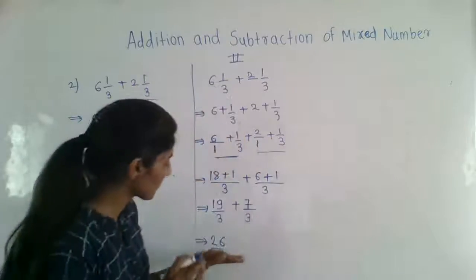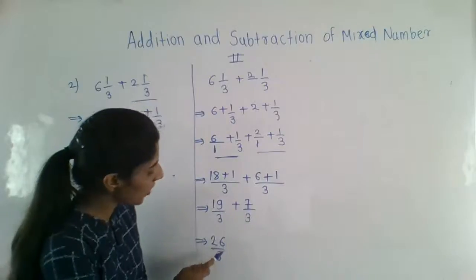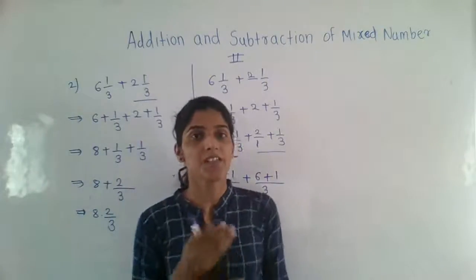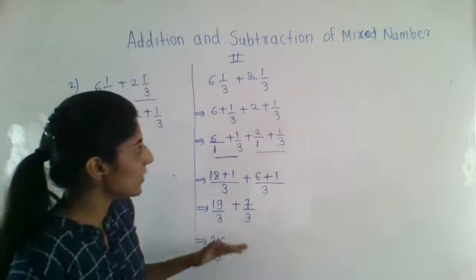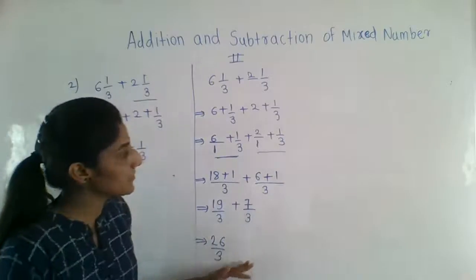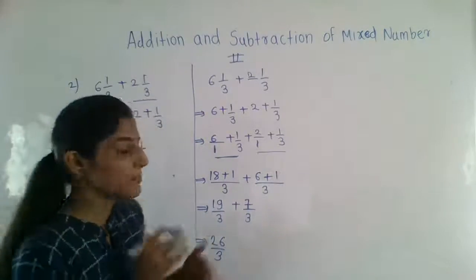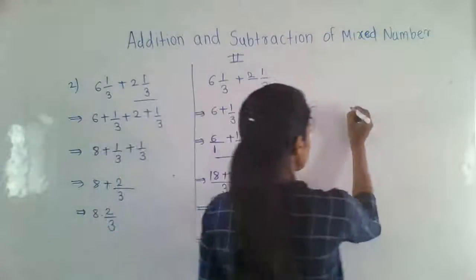26 by 3 is an improper fraction. Why? Because 26 is greater than 3, meaning our numerator value is greater than the denominator value. Therefore, we have to convert this improper fraction into a mixed number.